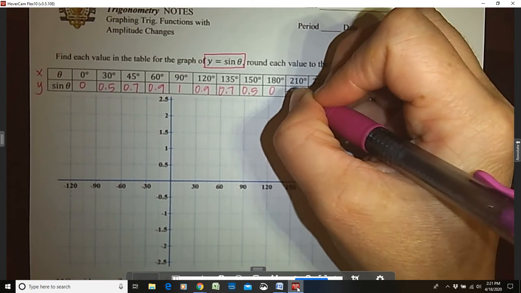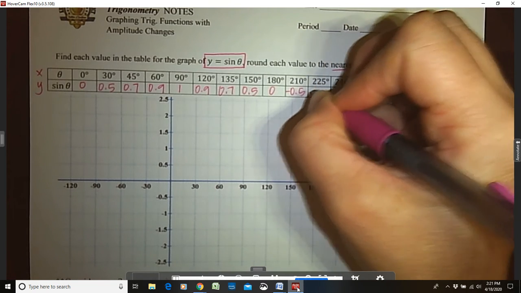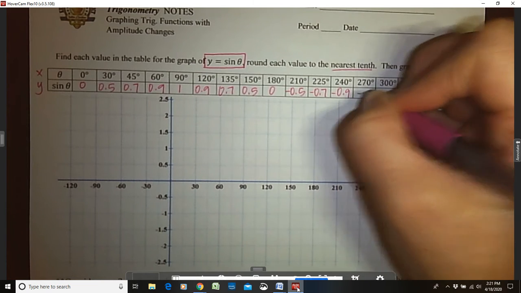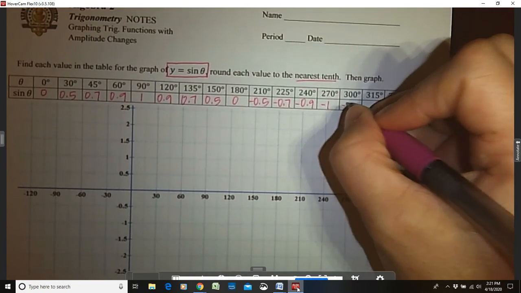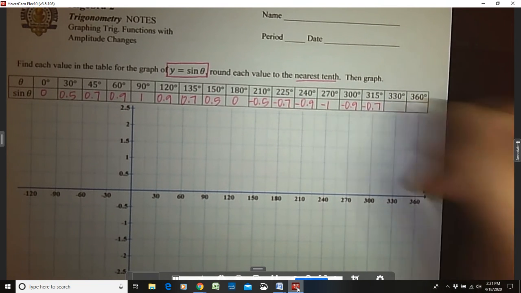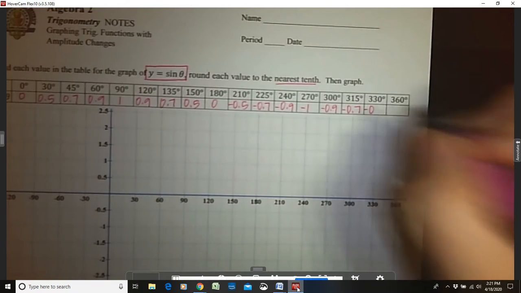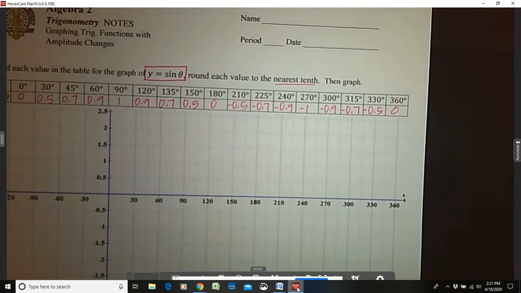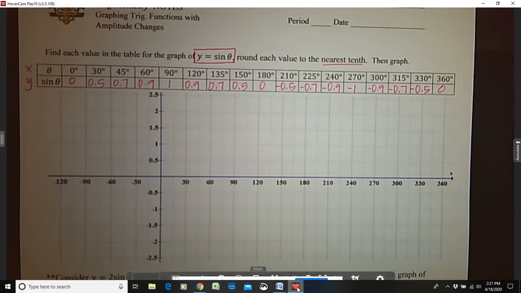210 is negative 0.5. Then we have negative 0.7, negative 0.9, and negative 1. Again, a little bit of a pattern. And I did these for you, obviously, before the notes so that you guys didn't have to watch me punch these into a calculator. But again, if you need help doing that, just email your teacher and we can help you.